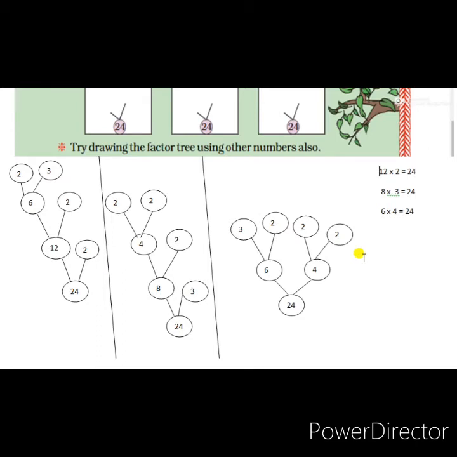Now here we are asked to try drawing the factor tree using other numbers also. They have not given the numbers. We have to select some numbers and do it this way, making the factor tree of those numbers. I will show you the factor trees of some numbers.